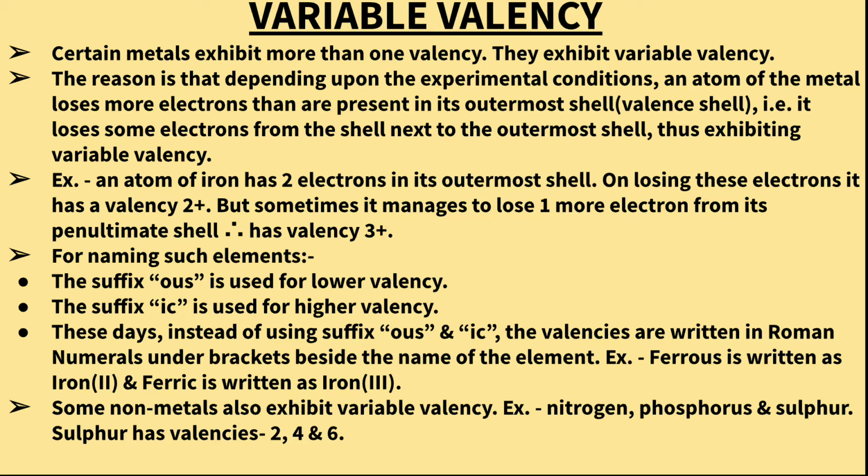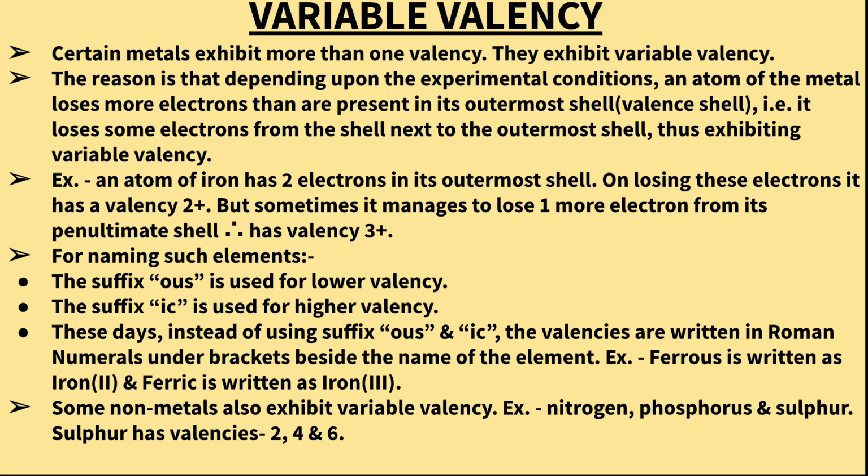An atom of the metal loses more electrons that are present in its outermost shell, that is the valence shell. The outermost shell which has electrons, those electrons are called valence electrons, and the outermost shell is known as the valence shell. So an atom of the metal loses electrons from its valence shell, and sometimes it loses some electrons from the penultimate shell, that is the shell next to the outermost shell, thus exhibiting variable valency.